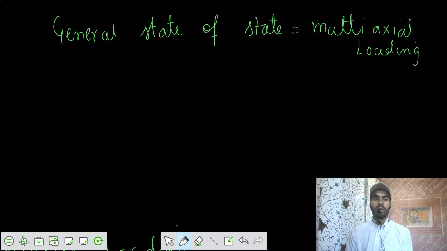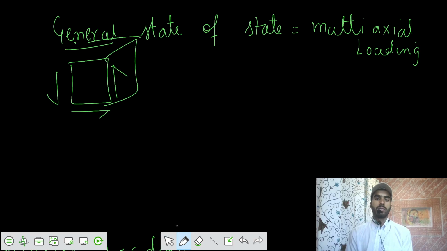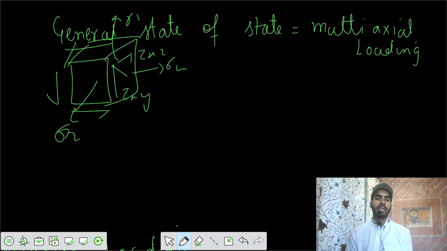So we can have loads from all other sides. We can have sigma x, sigma y, tau xy, sigma z. We can have tau xz, tau xy, also tau xz, and tau yz also. So we have different combinations, 9 components. So this is the general state of stress.